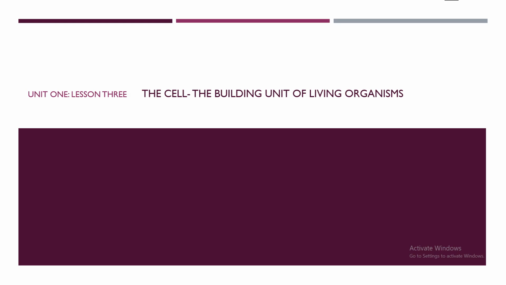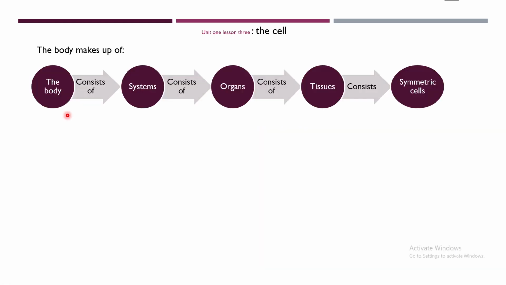Today we will do a quick revision before the exam on the two lessons, which are the cell and the importance of the sunlight. Okay, starting with the first lesson, which is the cell and the building of the living organism. As we've learned before, the body consists of a group of systems, and each system consists of a group of organs.